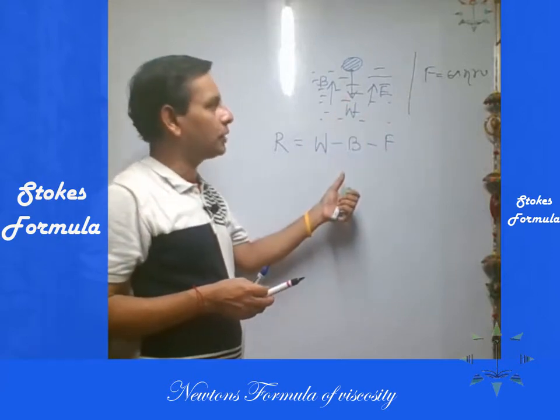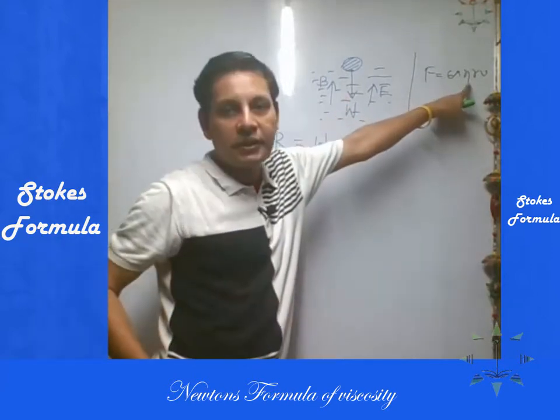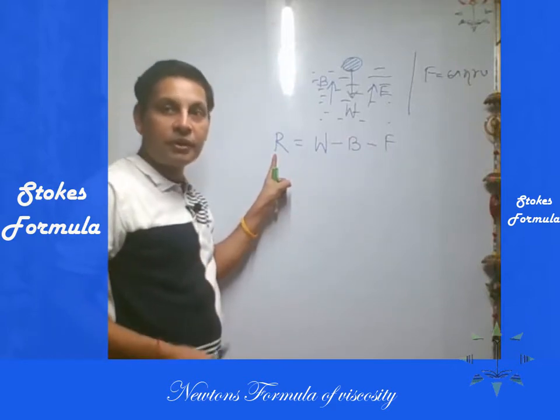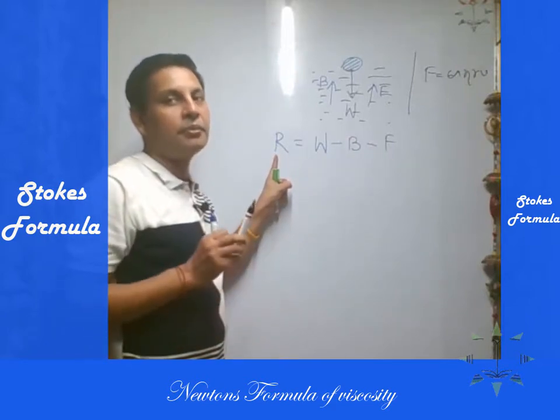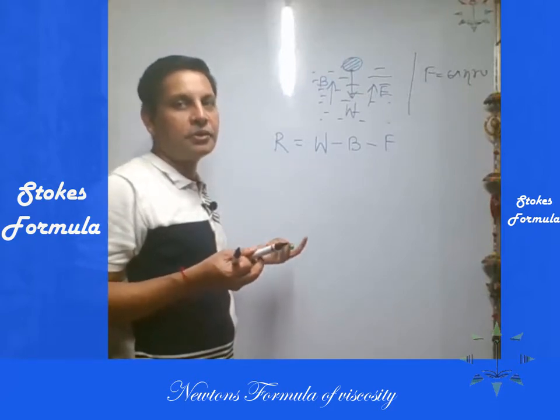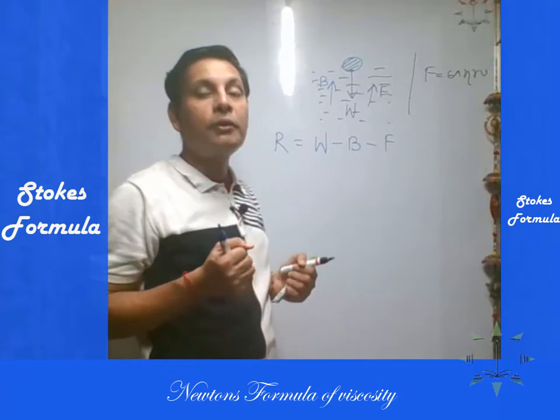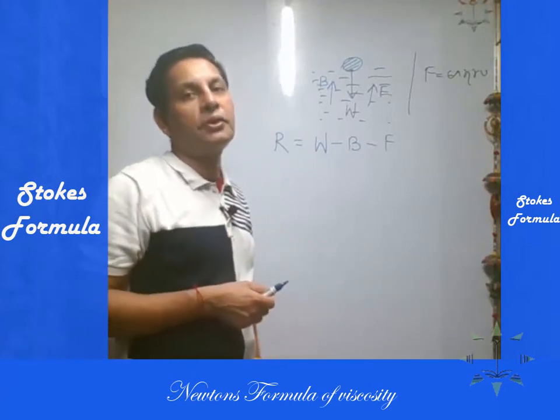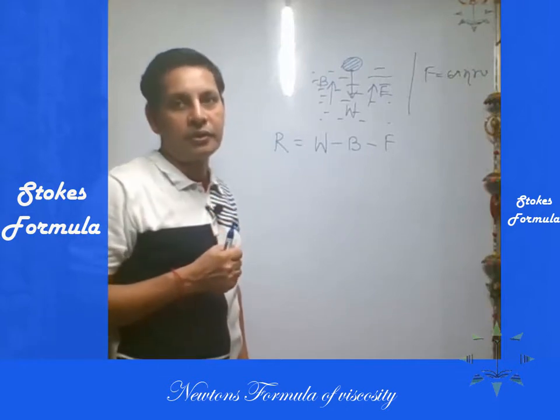As it falls through the fluid, its velocity increases. If the velocity increases, the resultant force will become zero after some time. And if there is no resultant force, there will be no acceleration. If there is no acceleration, then the body will fall with a constant velocity. This constant velocity is called terminal velocity.